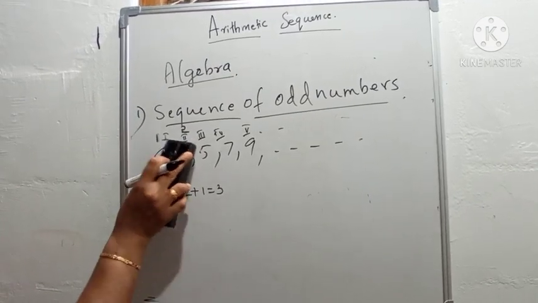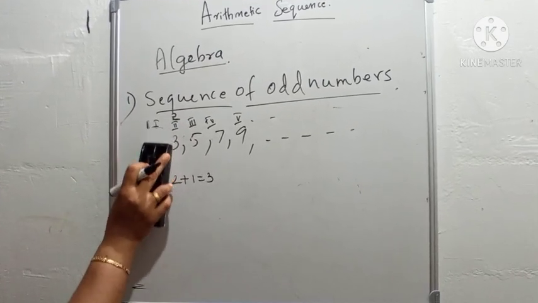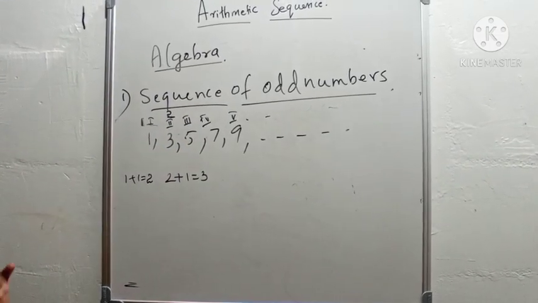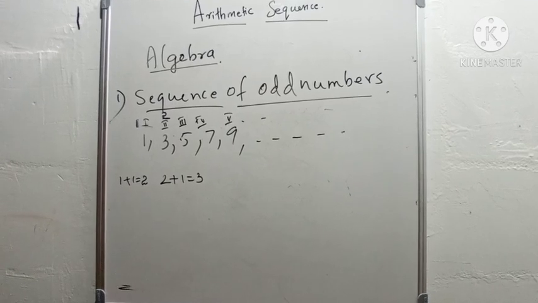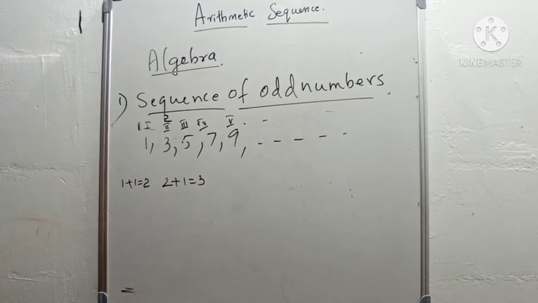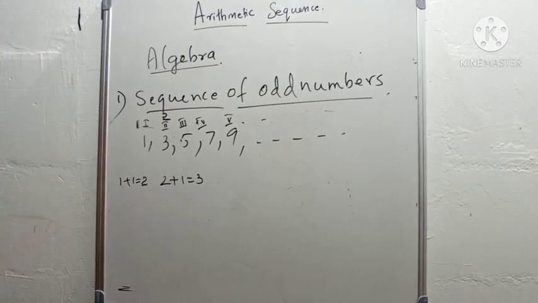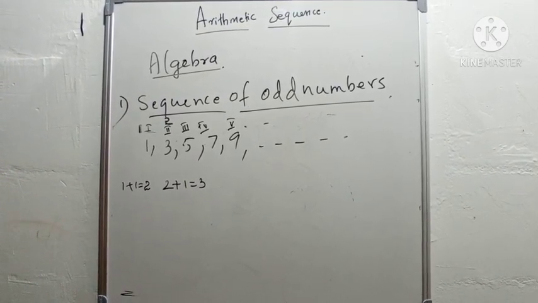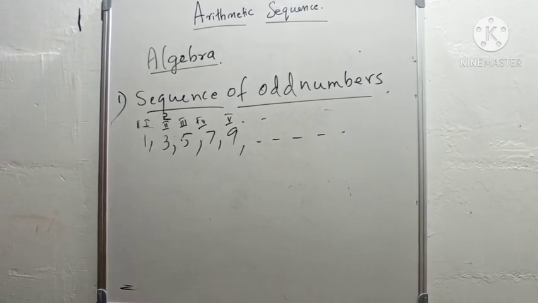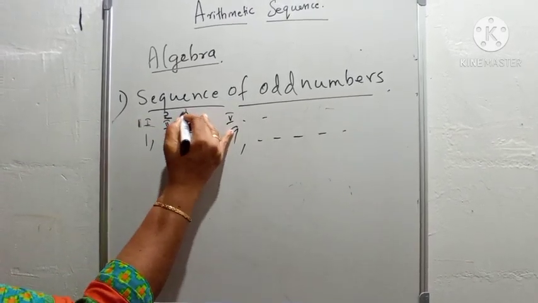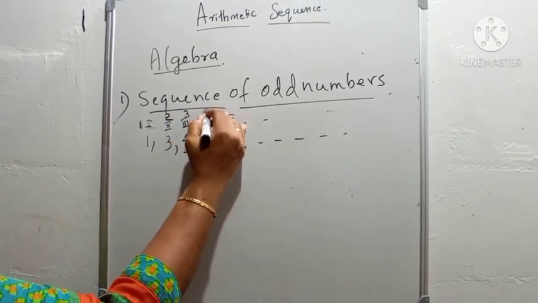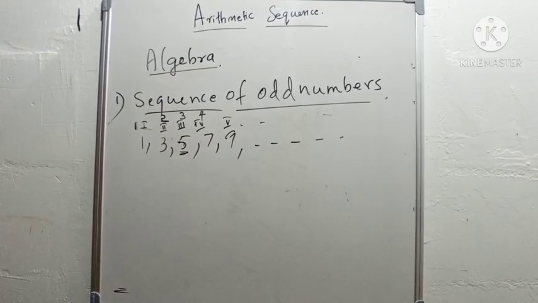Algebra means we can describe all the terms of the sequence using that algebra. So position plus 1 is not the term. Then what is the relation between the position and term of the sequence? See, here the position is 3 and the term is 5. Here the position is 4, the term is 7.